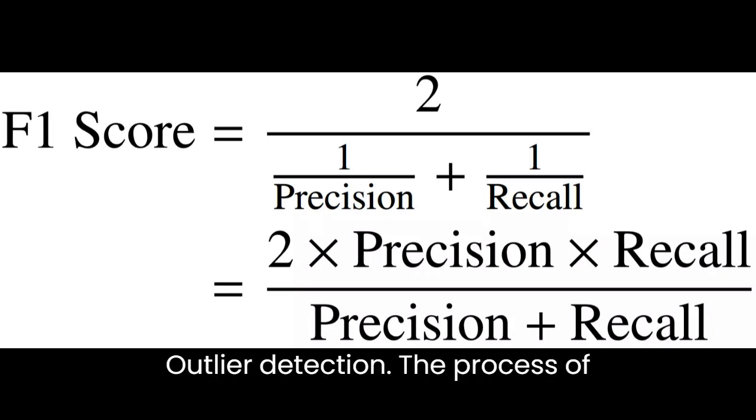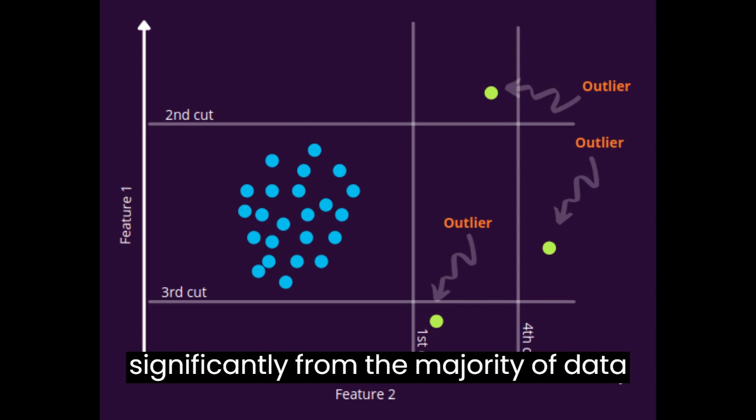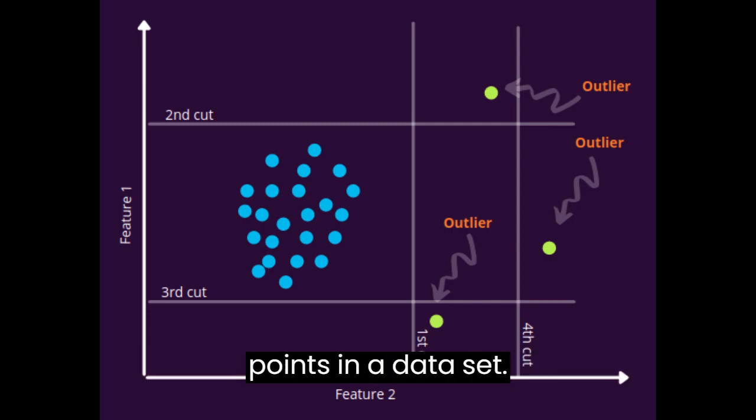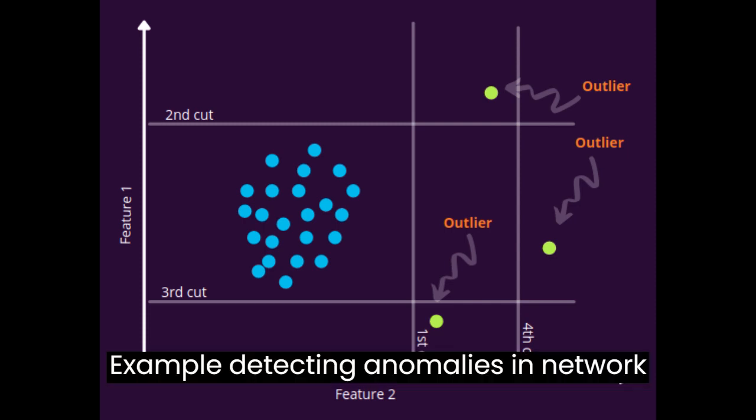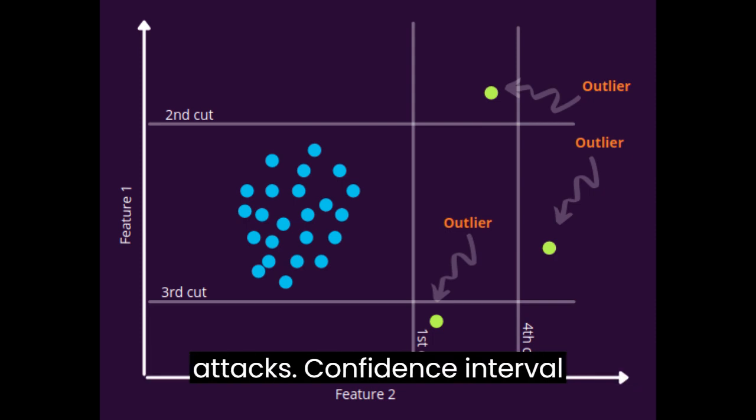Outlier detection, the process of identifying data points that deviate significantly from the majority of data points in a dataset. Example: detecting anomalies in network traffic data to identify potential cyber attacks.